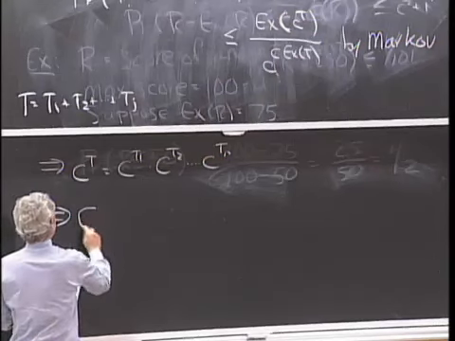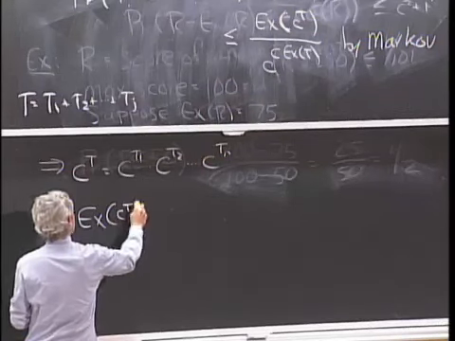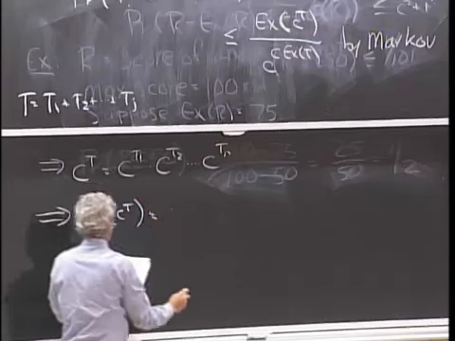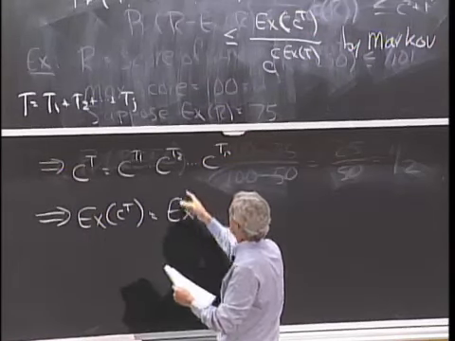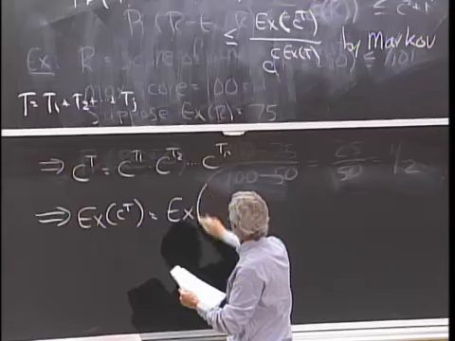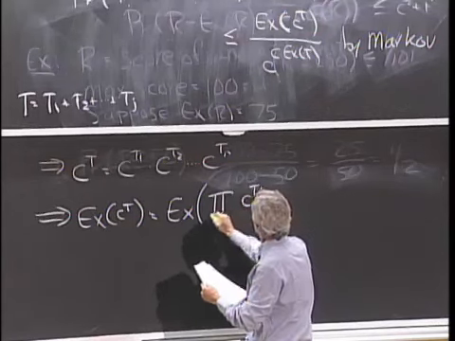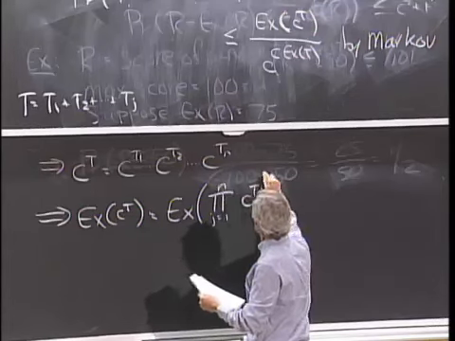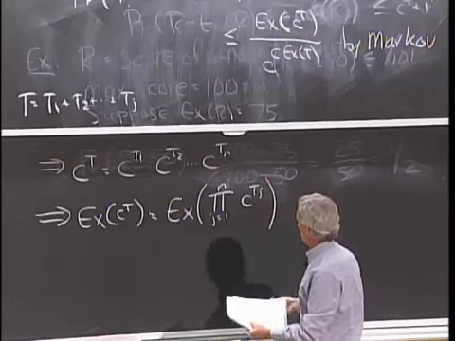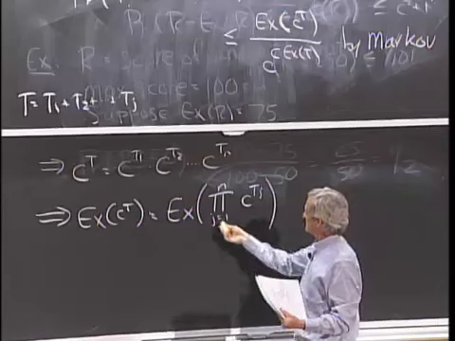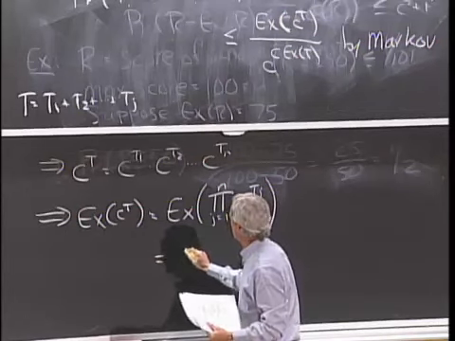All right, that means the expected value of c to the T is the expected value of the product of these things. Now I'm going to use the product rule for expectation.